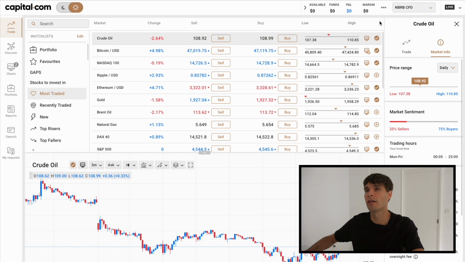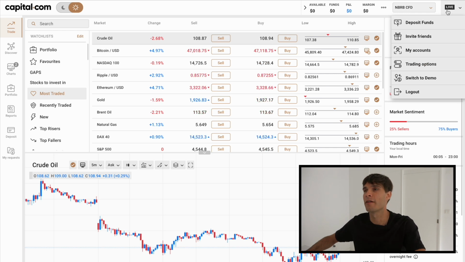Alright, so right now we are logged into my broker account, and as you can see, it is a live account here on the top right hand corner. I just want to make this very clear, we are not day trading a demo account, we're going to be trading on a live account. So this is real money on the line.